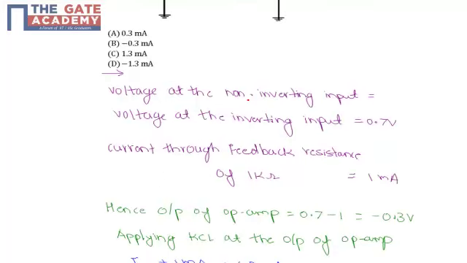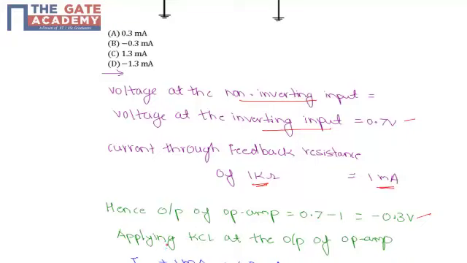The voltage at the non-inverting input will be equal to the voltage at the inverting input, which will be 0.7 volts. The current through the feedback resistance, that is 1 kilo ohm, will be 1 milliamps. So the output of the op amp will be equal to 0.7 minus 1, which is minus 0.3 volts.